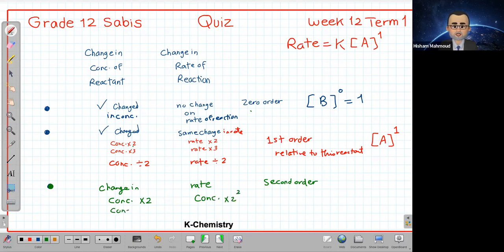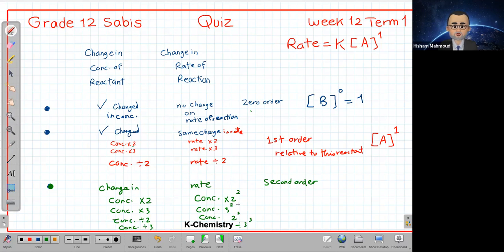What if it is concentration multiplied by 3? Then again, 3 to the power of 2. So it's multiplied by 9. What if the concentration is divided by 2? Then the rate is divided by 2 to the power of 2, which is divided by 4. What if the concentration is divided by 3? So the rate is divided by 3 to the power of 2.